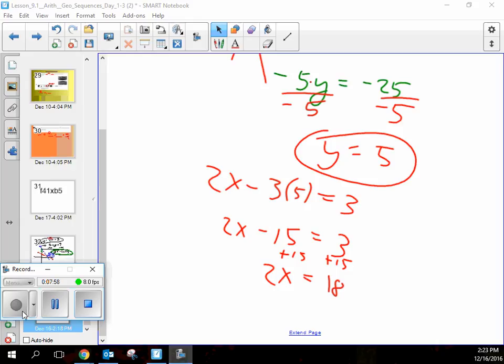Can somebody read it to her? 15, was it? What else today? 15 and 17? Okay, there's 15 and 17 that I asked you to do on that page.